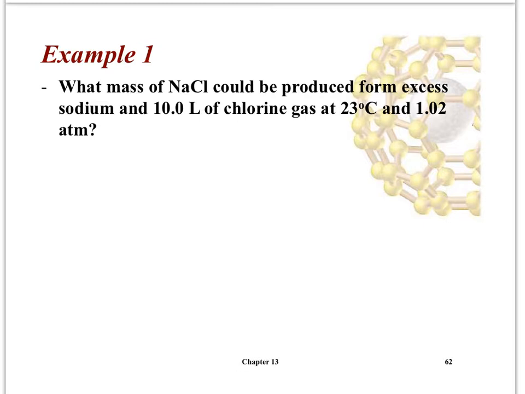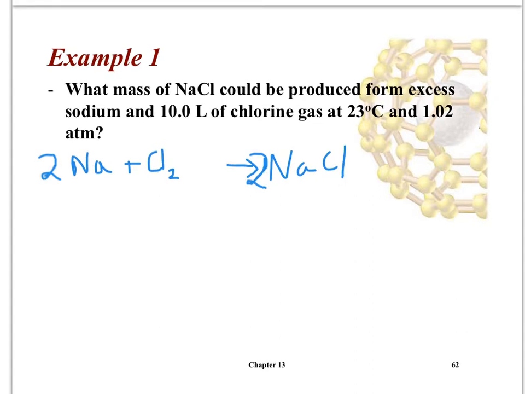NaCl could be produced, so NaCl comes after the arrow. From sodium, so sodium is one of my reactants and chlorine is my other reactant. Remember that chlorine is diatomic, so Cl2. And to balance it, we need to... Na plus Cl2 yields NaCl.